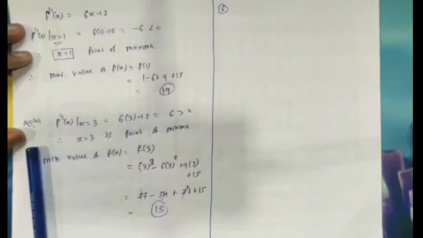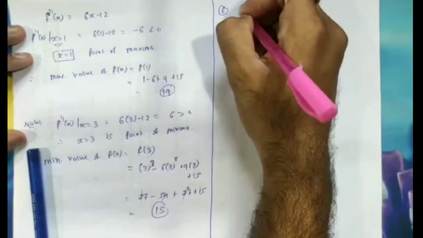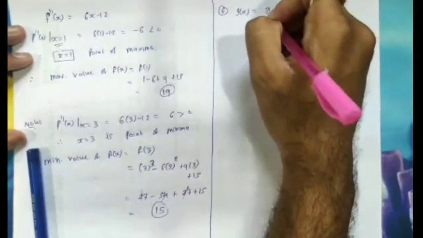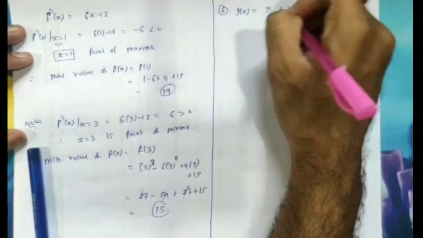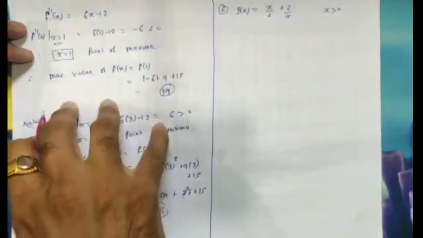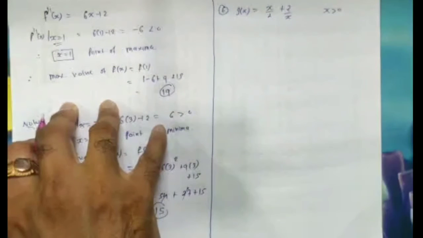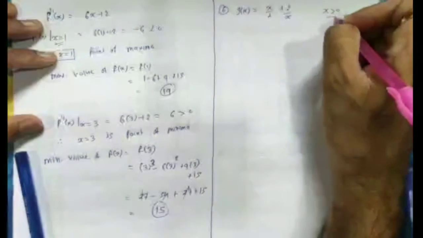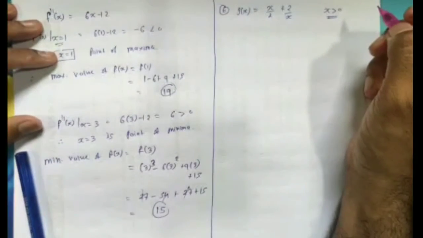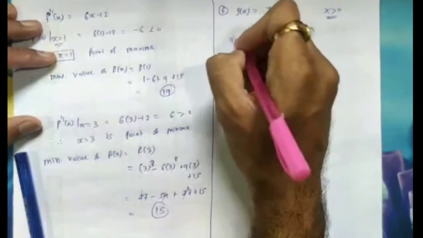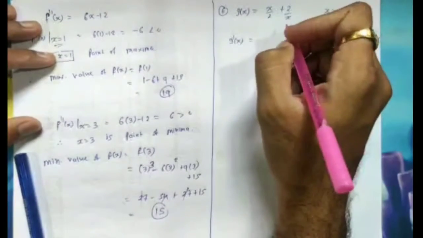For question number 6, we are given function g of x. g of x is x by 2 plus 2 by x, and a condition is given. This function g of x is defined for x greater than 0. So this is known as the domain of the given function. So you have to keep this value of x in your mind. Why? Let's check it.